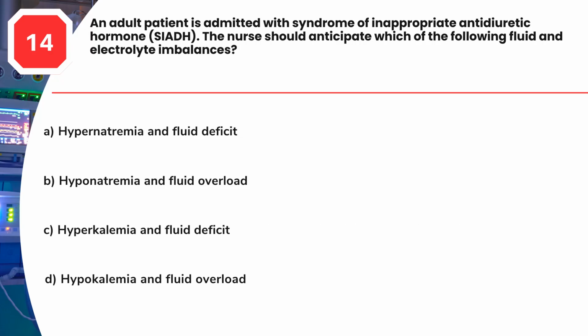Question 14. An adult patient is admitted with syndrome of inappropriate antidiuretic hormone, SIAD. The nurse should anticipate which of the following fluid and electrolyte imbalances? A. Hypernatremia and fluid deficit. B. Hyponatremia and fluid overload. C. Hyperkalemia and fluid deficit. D. Hypokalemia and fluid overload.